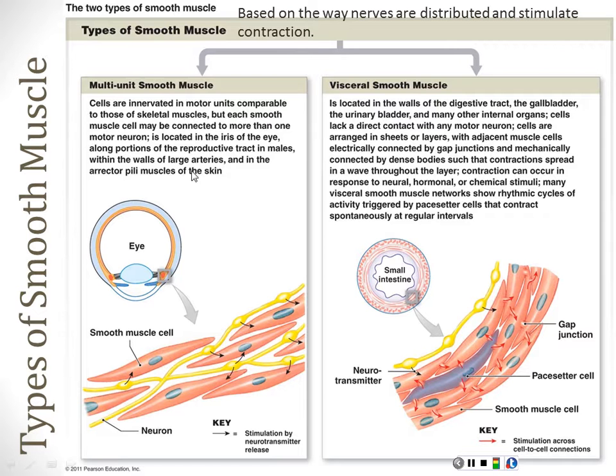We find it in the large arteries. We also find it in the erector pili, the goosebump muscles, which are activated in this fashion, right? Well, most smooth muscle in the body, though, is this type, visceral smooth muscle. And the best way to think of this is smooth muscle cells, kind of like heart cells, they don't work alone. They're very connected to their neighboring smooth muscle cells.